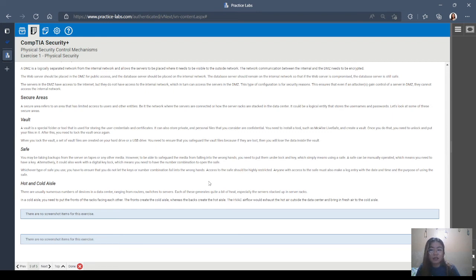In a cold aisle, you need to put the front of the racks facing each other. The fronts create a cold aisle, whereas the backs create a hot aisle. The HVAC airflow would exhaust the hot air outside the data center and bring fresh air to the cold aisles.